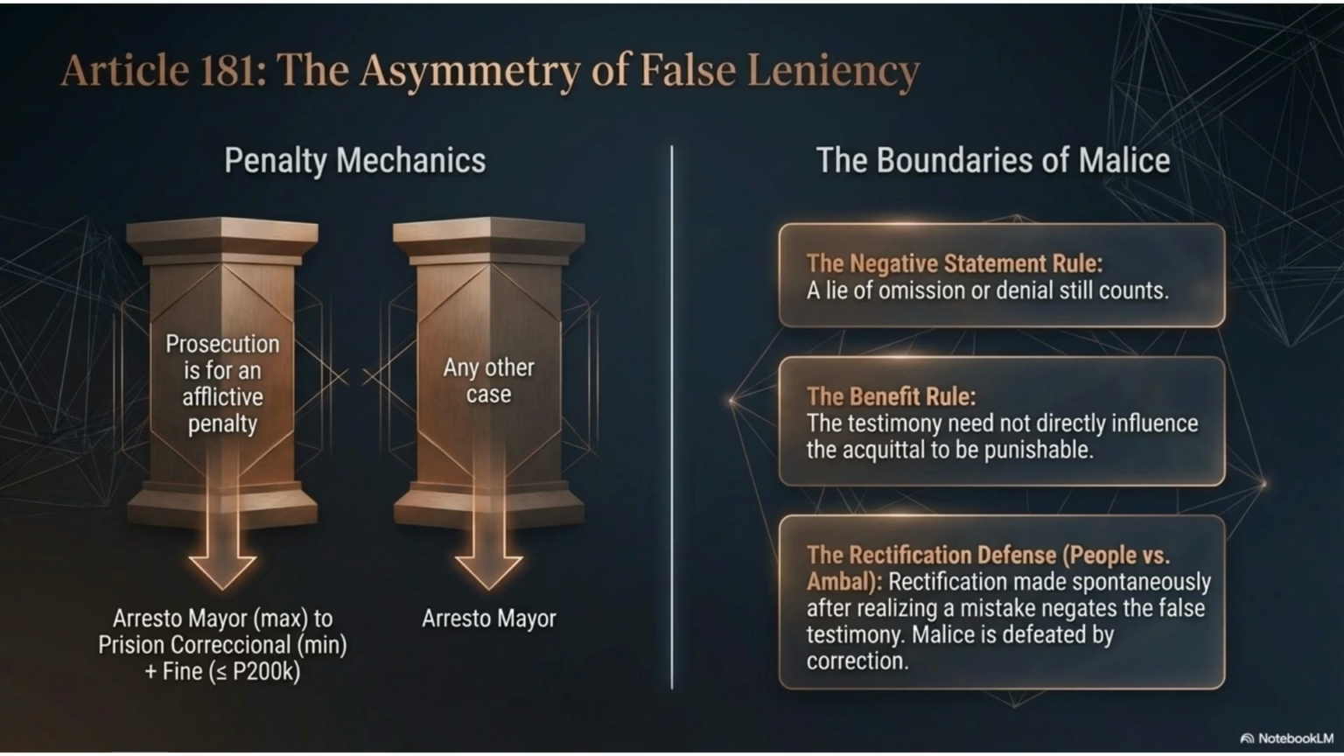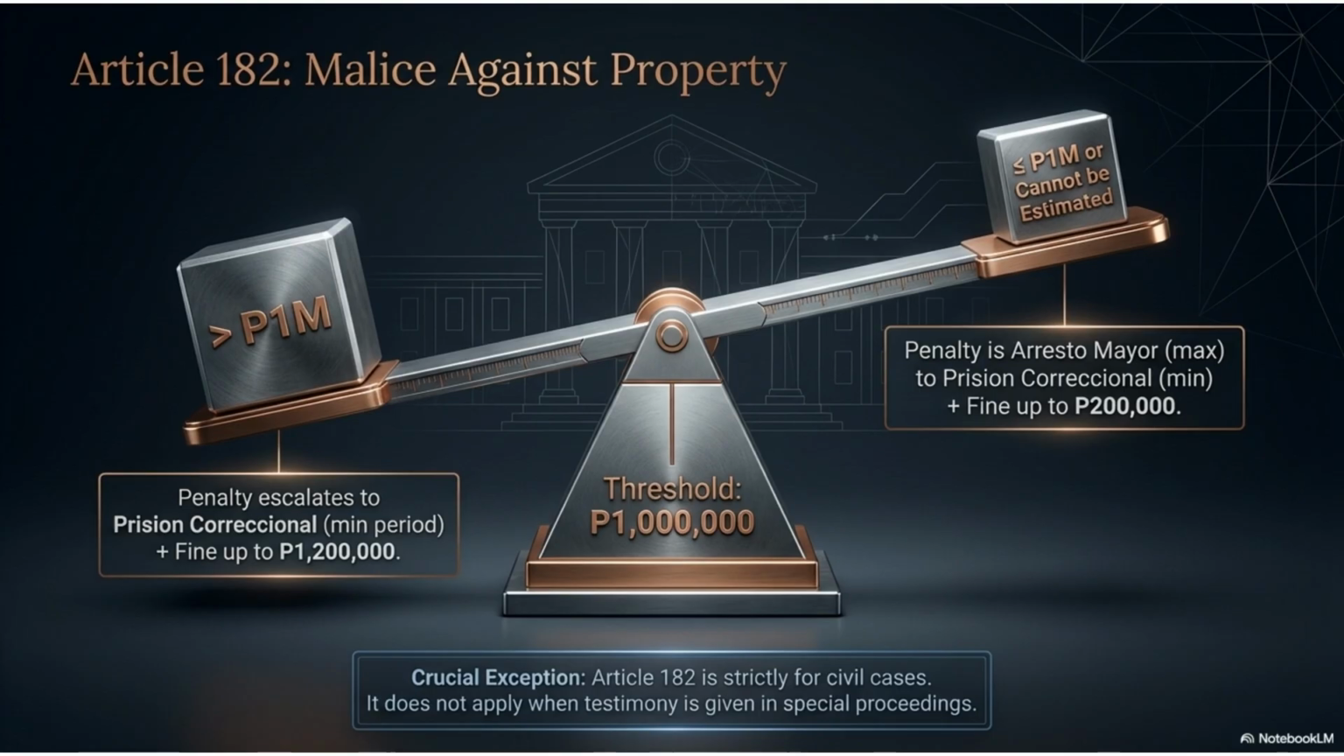The penalty is less severe, but still follows rules like the, quote, negative statement rule, and the requirement for spontaneous rectification to defeat malice. Article 182 covers malice against property in civil cases. A monetary threshold of P1 million is key. The penalty escalates significantly if the amount in controversy exceeds this threshold. This article strictly applies only to civil cases.